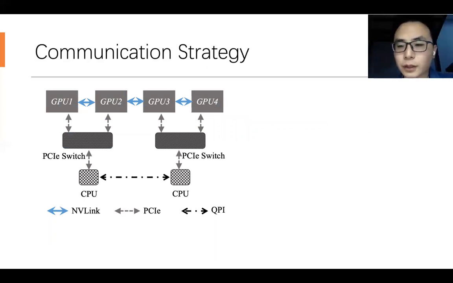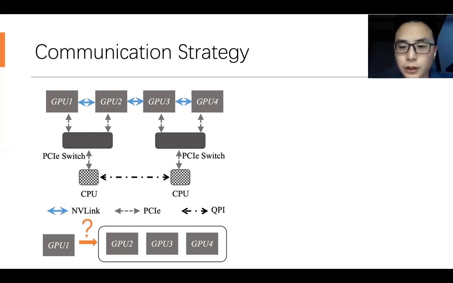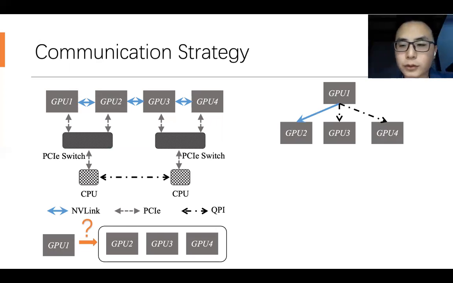Given the problem setting, now let's analyze the solution space, which is the communication strategy of each vertex. Let's use a simplified GPU topology as an example. Assume we have 4 GPUs and 2 CPU sockets connected with different links. Assume a vertex is partitioned to the first GPU and it has neighbors on other GPUs, which means we need to send this vertex from the first GPU to GPU 2, 3, and 4. So, what are the possible communication strategies? The most straightforward way is to send from GPU 1 to the others directly, as in peer-to-peer communication.